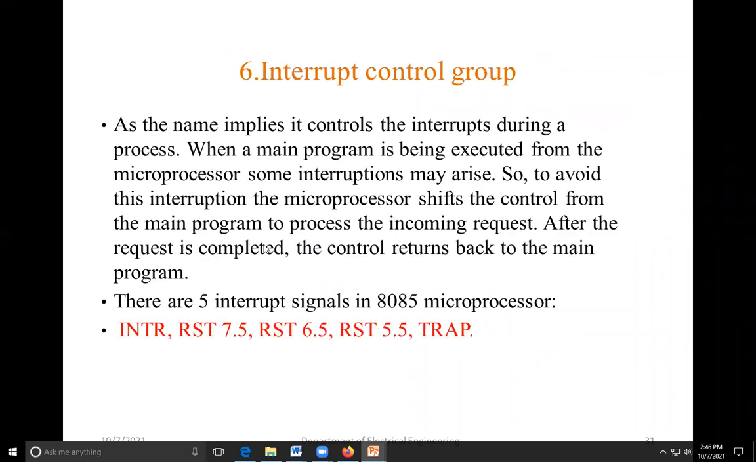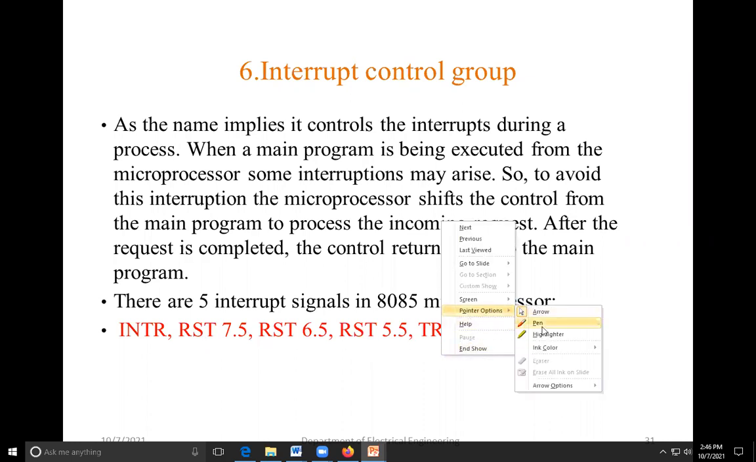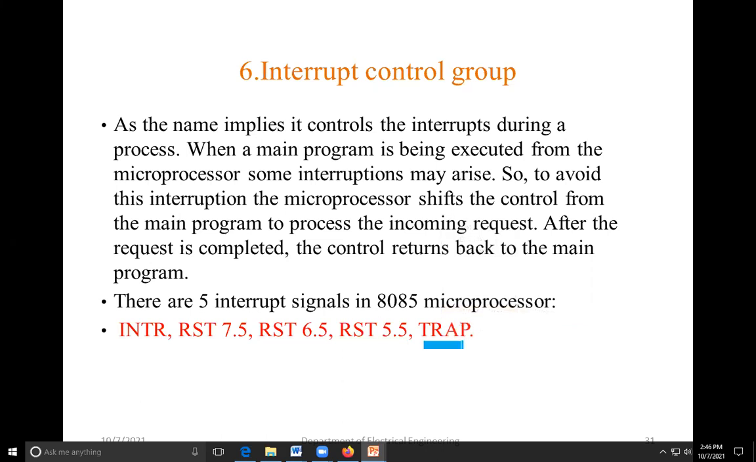Next is the interrupt signal. We're discussing the interrupt signals. How many interrupt signals are there? Trap. Trap is an interrupt signal. Next are reset, 7.5, 6.5 and 5.5. This trap is a non-maskable interrupt.